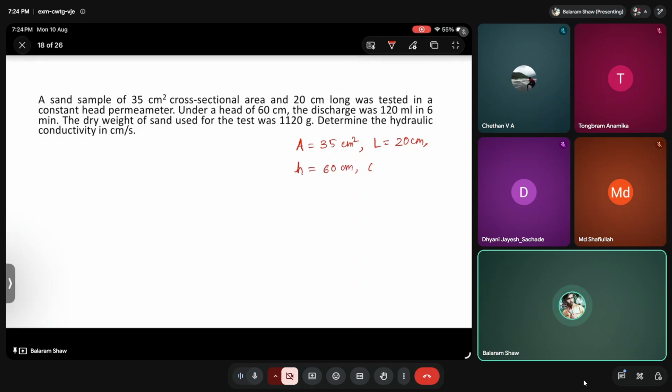the discharge was 120 milliliter in 6 minutes, so T equals 6 minutes. Also the dry weight of the sand used for the test was given as 1120 grams. Determine the hydraulic conductivity in centimeter per second. Can you guys do this for me? Maybe I'll give you 5 minutes. It will take some calculation. So I'll give you 5 minutes. You guys do, and then I'll do it if you guys don't get it.